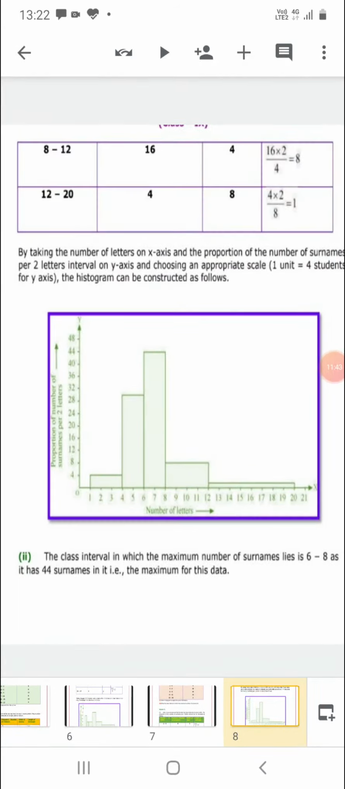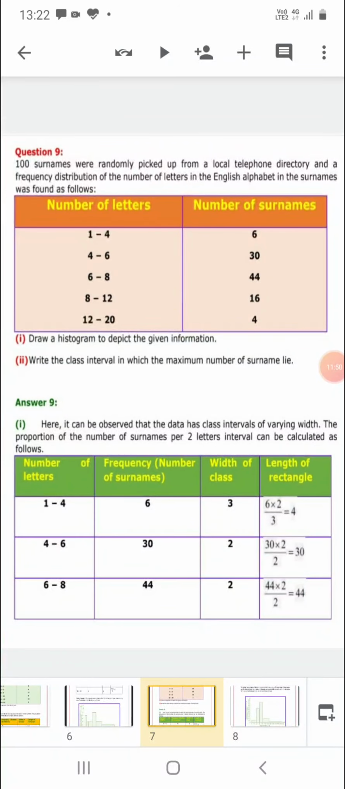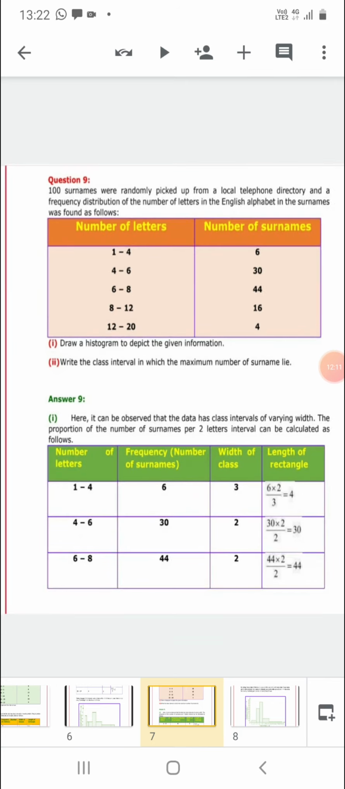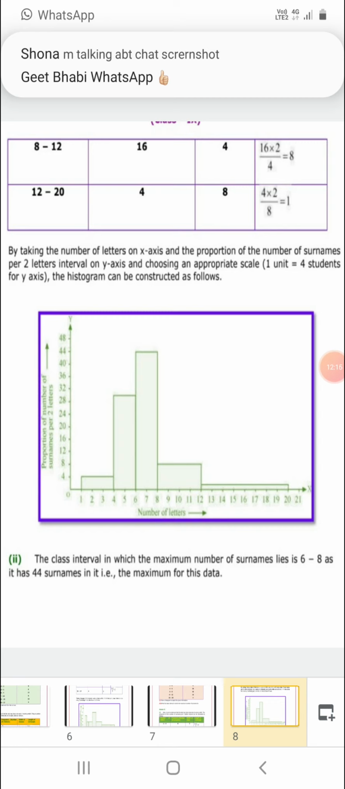So as you can see here, you will be able to calculate the width. I hope it is clear to you. Length of a rectangle, let me repeat it once again. 6 multiplied by 2 divided by 3, means 6 is the frequency multiplied by 2. Why are we taking 2 in every case? Why are we multiplying by 2? Because 2 is the least width, divided by the class width. So go with the same and then draw the graph.